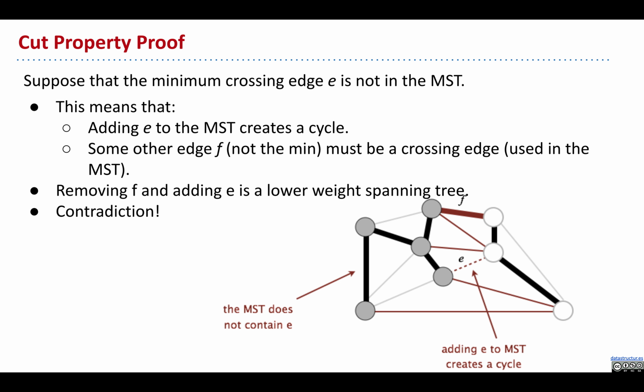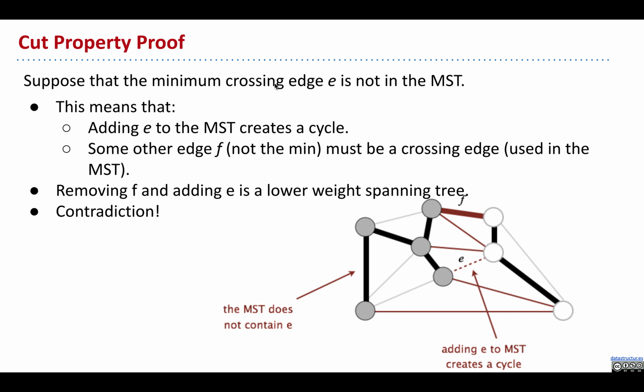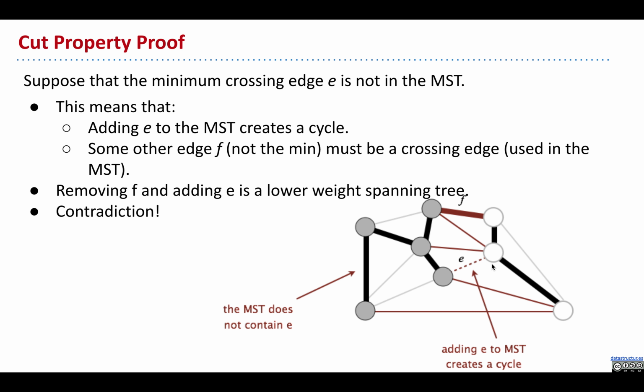All right, so let's say that we have this cut. We have the gray nodes here, the white nodes here, so this is the cut. And suppose that E, this dotted line E, is the minimum crossing edge. We don't know that, we're just saying that it is. And let's say, just for now, that the minimum crossing edge is not in the MST. We're trying to make a contradiction here, so let's assume something that we know is wrong. So we're assuming that E, the minimum, is not going to be in the MST.